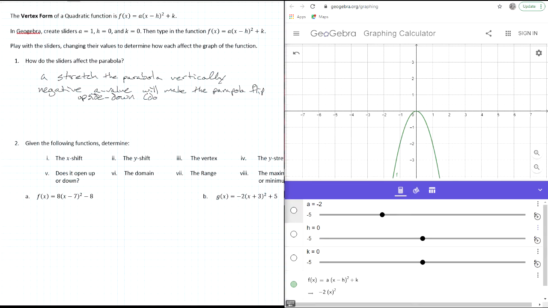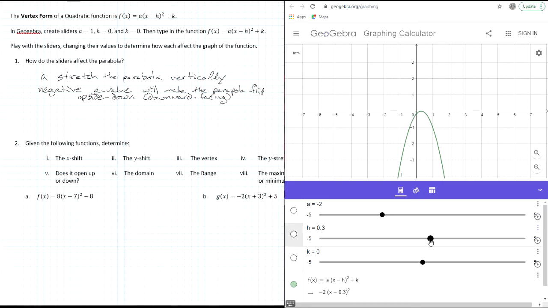So it's downward facing, right? If it's a positive a value, it's upward facing. All right, let's check out what happens when we move the h and the k values around.